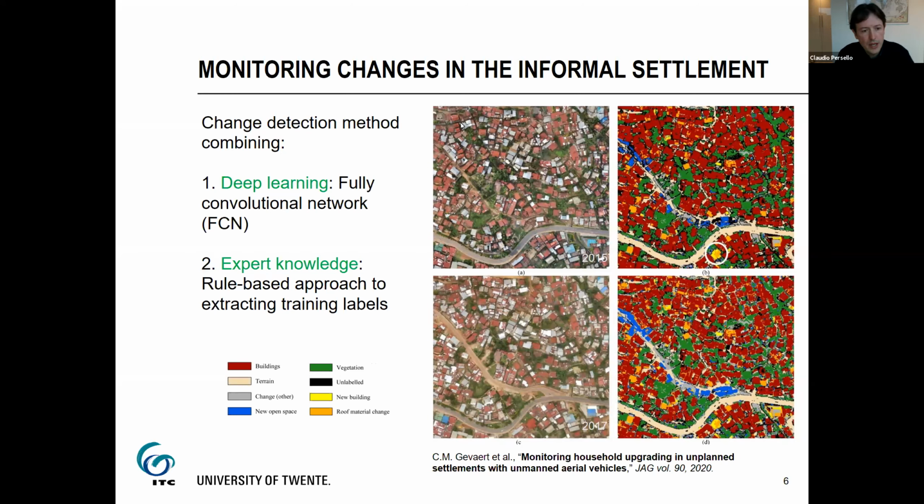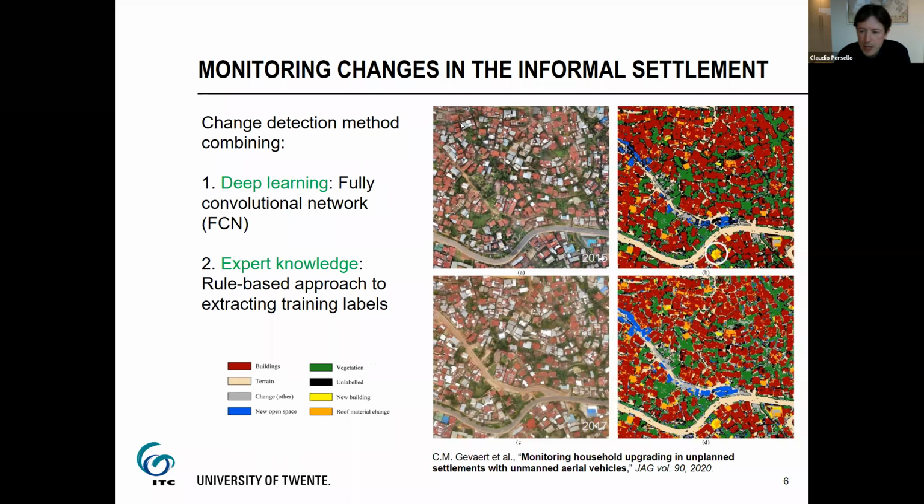What we have done is combine the power of deep learning and its ability to automatically learn spatial contextual features from the data itself with expert knowledge. We adopted a rule-based approach for automatically extracting training labels. Basically, this combination allows us to train a deep learning network without manually labeling the data for training, and also allows us to produce maps of changes that distinguish different types of changes. So these are semantic changes.